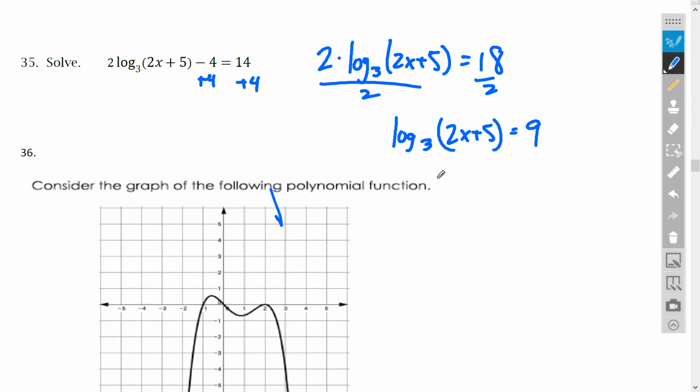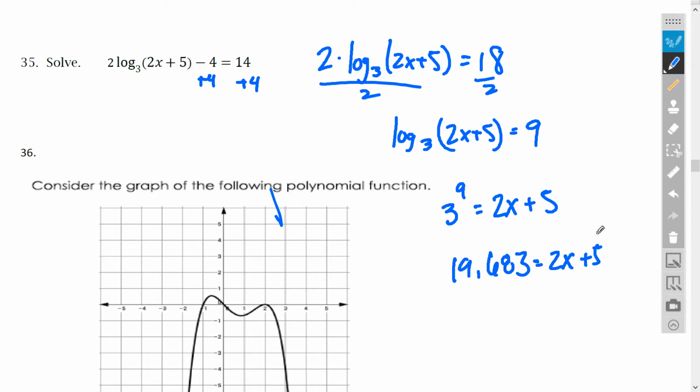Okay, and then I need to change it to exponent form. So changing this to exponent form, 3 to the 9th power is equal to 2x plus 5. So let me evaluate what's 3 to the 9th. Whoa, huge number. 19,683 is equal to 2x plus 5.